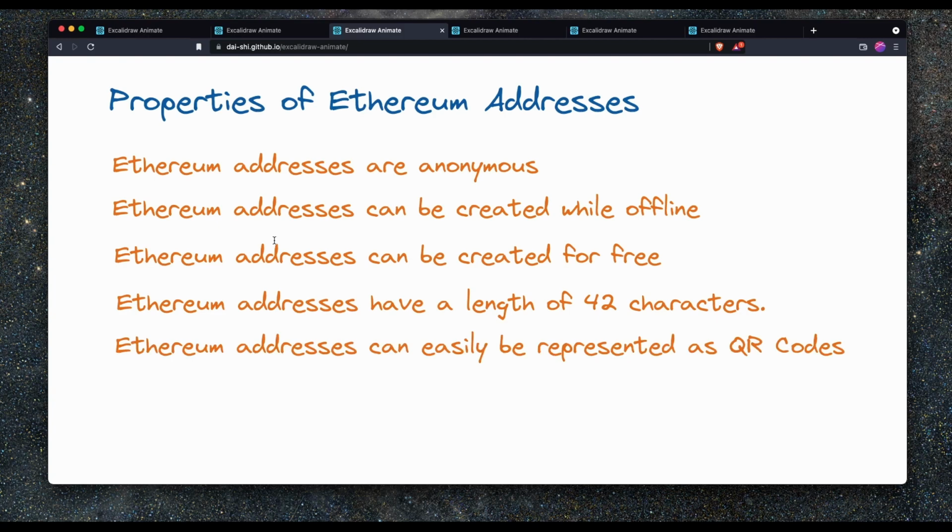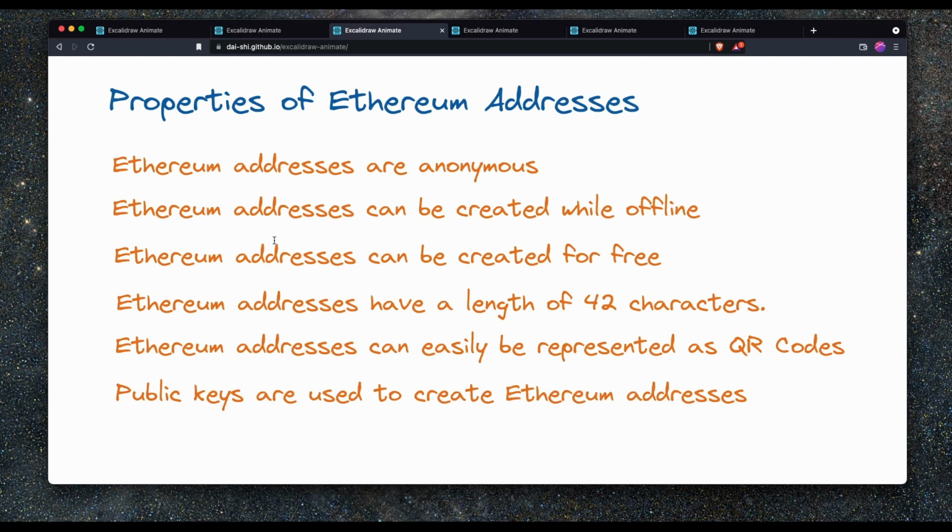Ethereum addresses can be easily represented as QR codes. This is a really useful fact because we can now express Ethereum addresses using QR codes in our applications that we develop, and we can also use that knowledge to store Ethereum addresses in our own wallets. So it's a pretty useful piece of information and probably something that I'll cover in a later screencast.